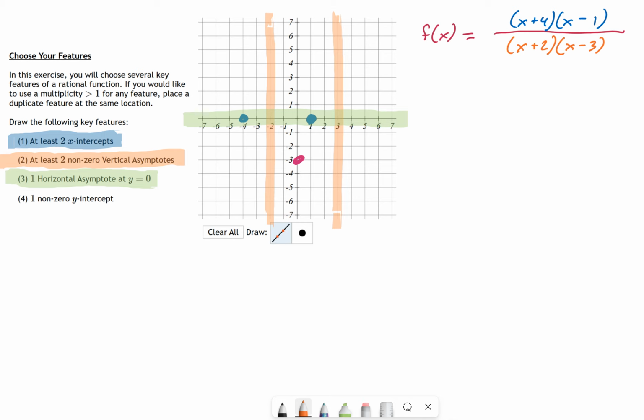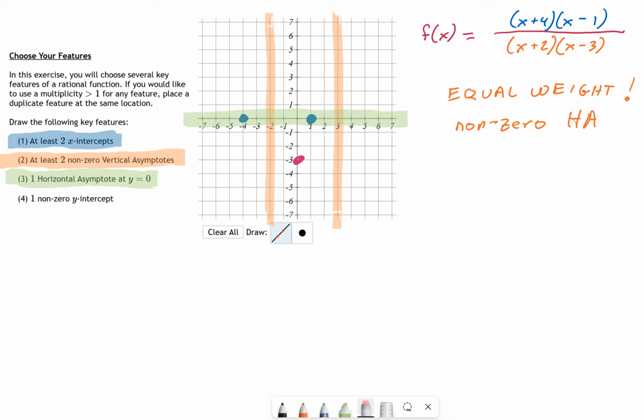Well, hang on a second. This thing is equal weight, right? When you have an equal weight rational function, what it causes is a non-zero horizontal asymptote. And that's completely violating the instructions that it said over here, where we said we want a horizontal asymptote. Remember that part right there? We want a horizontal asymptote at y equals 0.